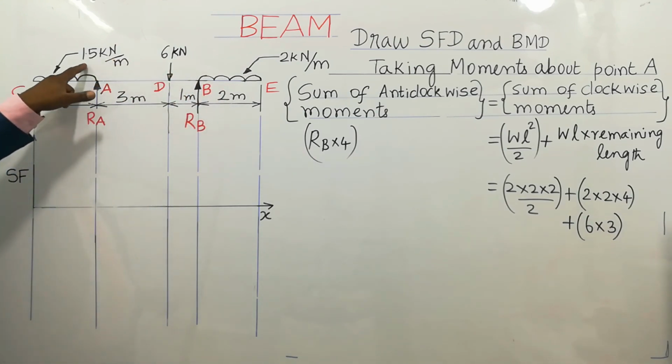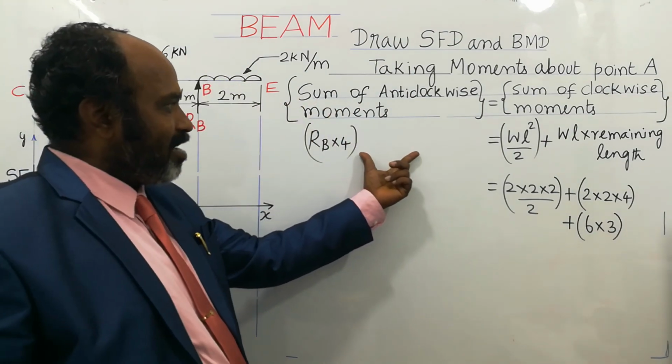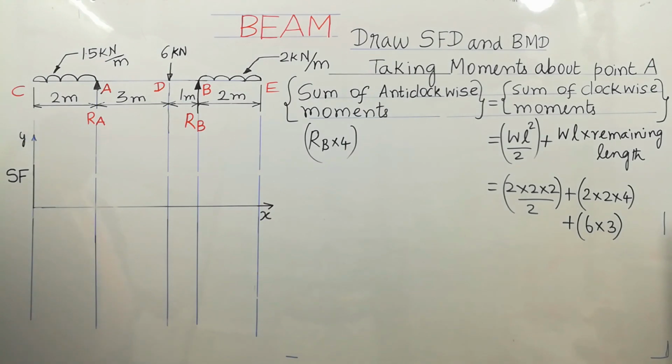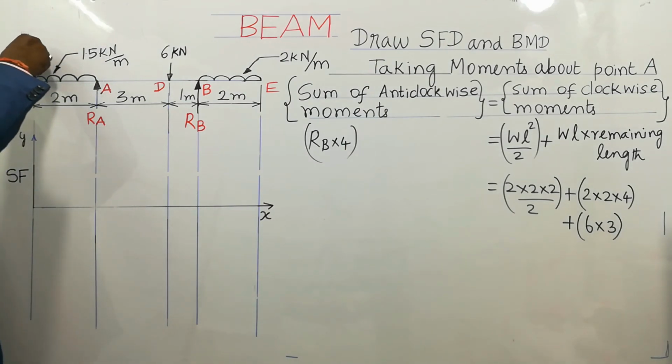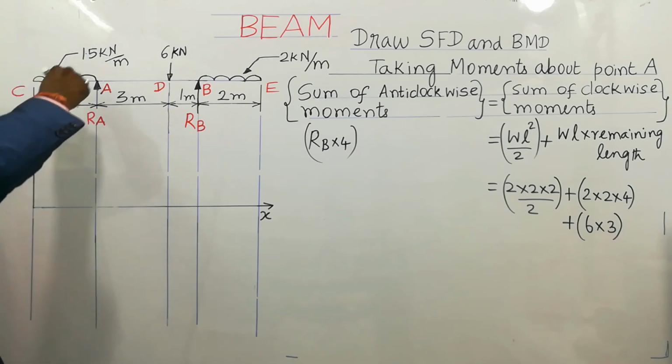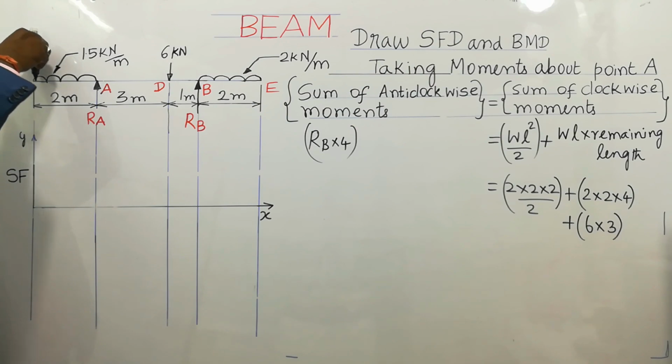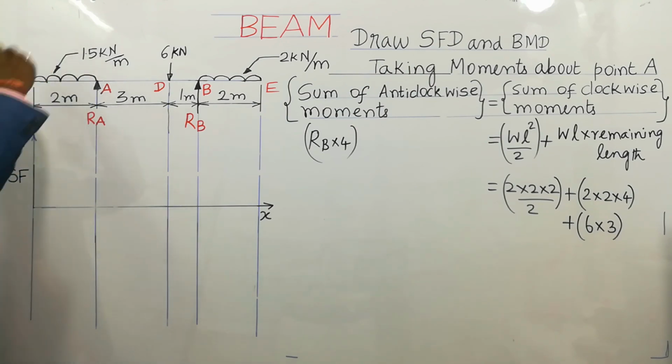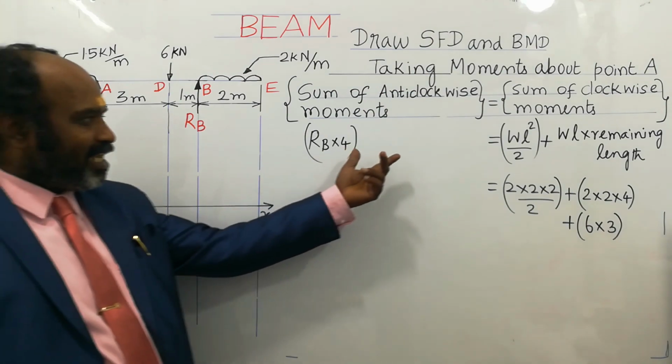Next load is the 1.5 kN per meter UDL. For taking moments about point A, we have to consider all the loads. We need to classify each moment as clockwise or anti-clockwise, and write it on the respective side. This 1.5 kN per meter UDL is acting downward, and looking up to A it turns like this, so it forms an anti-clockwise moment. So an anti-clockwise moment has to be written on this side.